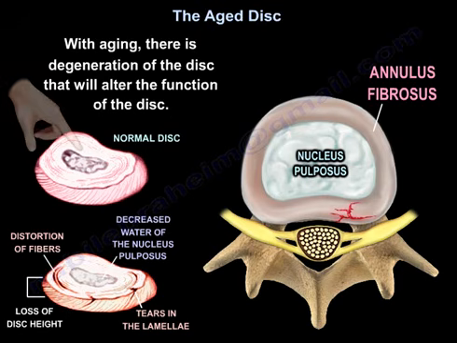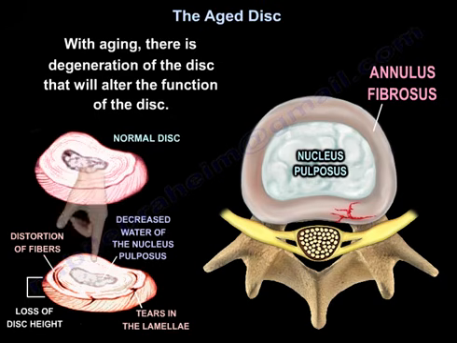Here is a normal disc, and here there is an aging disc with loss of the disc height, distortion of the annulus fibrosus fibers, with tears in the lamina, and decreased water content of the nucleus pulposus.